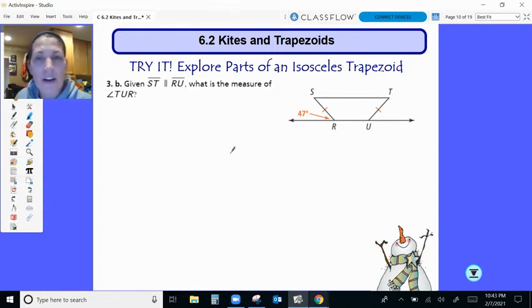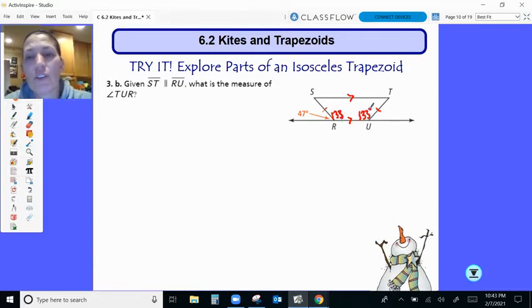Given ST is parallel to RU, which means it's an isosceles trapezoid because these legs are also congruent. If this is 47, that means that that is supplementary to SRU. So 180 minus 47 degrees gives us 133 right here. Which means our base angle here is congruent to 133, which means that the angle TUR is 133 degrees.